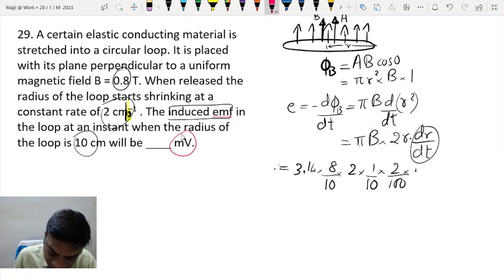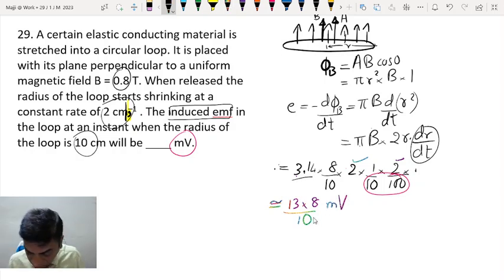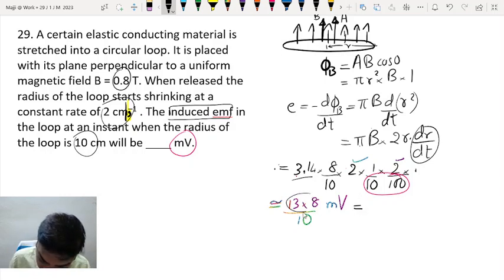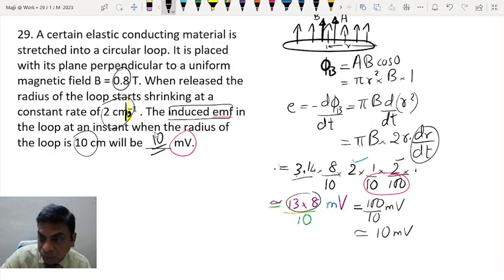Since we are asked in millivolt, remove this 1000 from here. So we have here 2 to the 4, 4 into 3.14, maybe somewhere around 13, close to 13, into 8 upon 10 millivolt. Everything is fine. So this is approximately equal to 100. Okay, so finally it is somewhere around 10 millivolt. So 10 is the answer.